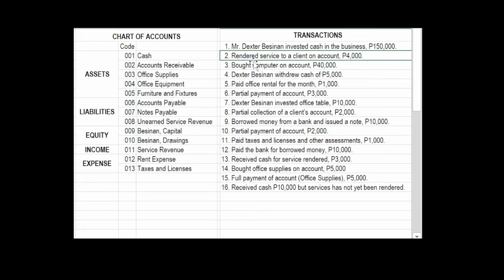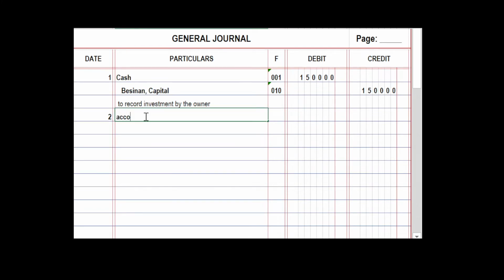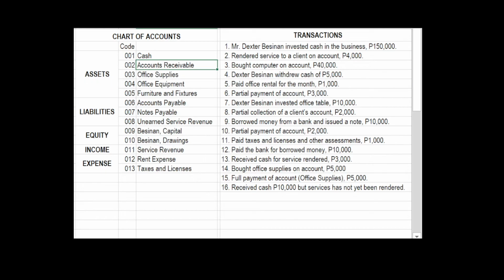So number 2, rendered service to a client on account 4,000. Ibig sabihin, nag-render tayo ng service sa kliyente natin, pero hindi pa tayo nakakakuha ng bayad. So ibig sabihin, receivable pa yon. So, receivable is an asset. So, walang pumasok sa business, pero na-analyze natin na nagkaroon tayo ng receivable. So, debit tayo ng accounts receivable. Okay? Debit tayo ng accounts receivable. And then, ano ba yung lumabas? Again, walang lumabas sa business, pero nagkaroon tayo ng income.